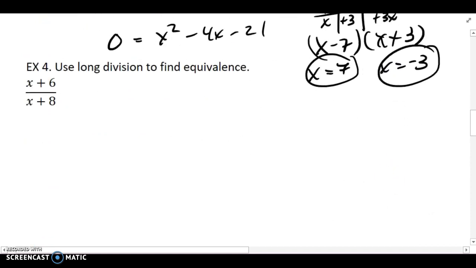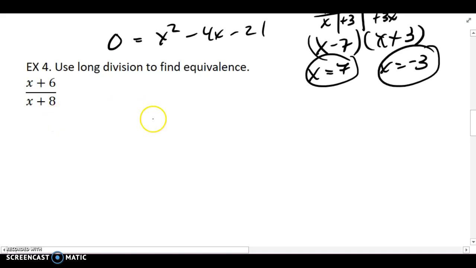Next, this goes kind of with what we're doing. We have an expression here. There's no equal sign, and we want to find an equivalence, or something that's equivalent, depending on what's being asked on our questions. And so I want to just cover long division real quick.